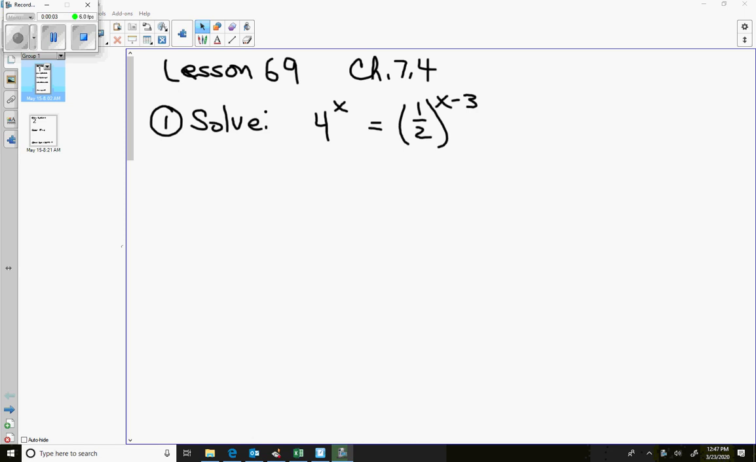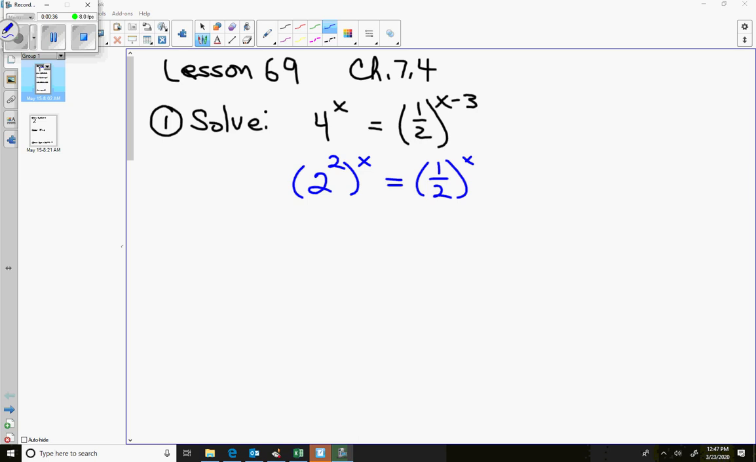All right, today's lesson, lesson 69, we are solving logarithmic equations. Now we're going to begin, example 1 is an exponential equation. So we're going to start with review. What we would do with this, we want to get the bases to be the same. So I would rewrite the 4 as 2 squared to the power of x still equals the 1/2 to the power of x minus 3.